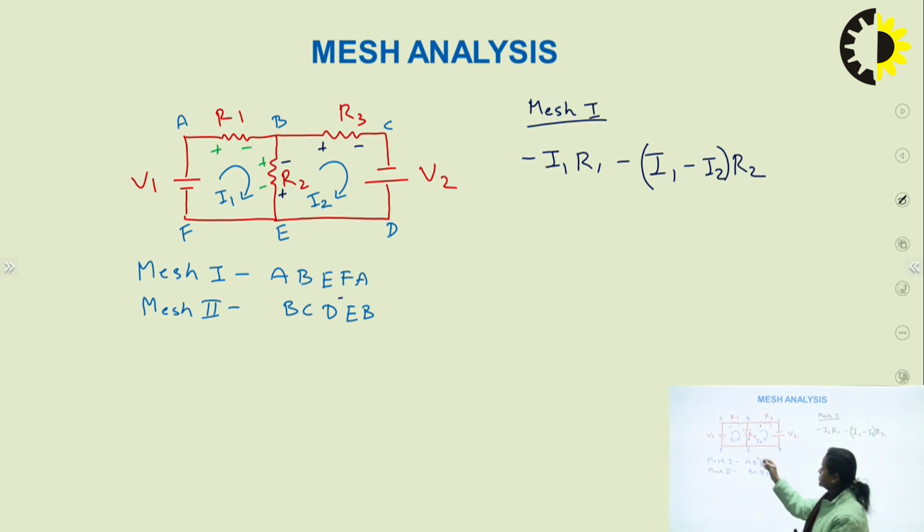And now coming to this voltage, so I am going towards the right. So I will write plus V1 and according to KVL, this will be equal to 0. So this is the equation for mesh 1.